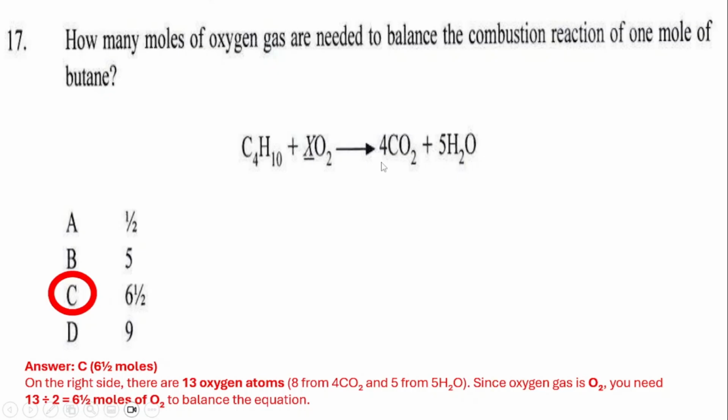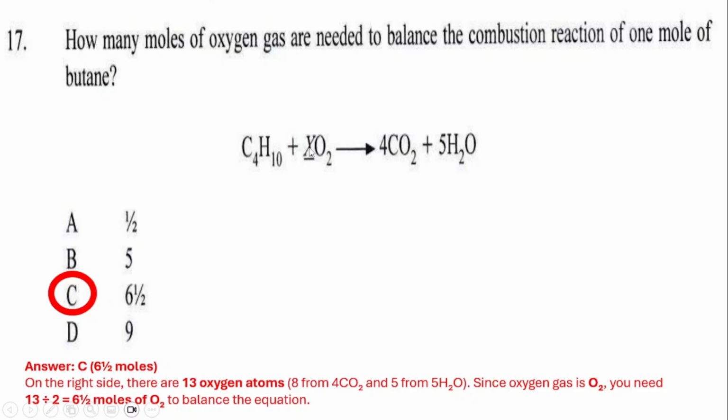So if we have 13 oxygen atoms on the right-hand side, we have to have the same thing here. We have to have 13 oxygen atoms here as well. So on the right-hand side, there are 13 oxygen atoms, 8 from this term and 5 from this term. Since oxygen gas is O2, we need to divide 13 by 2, which gives us 6.5 moles of O2 to balance the equation. Because if we put 6.5 as X, we have 6.5 multiplied by 2, which is going to be 13. So in order to find X, all we need to do is divide 13 by 2 to get 6.5.